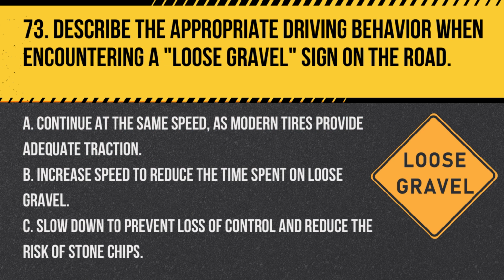Question 73. Describe the appropriate driving behavior when encountering a loose gravel sign on the road. A. Continue at the same speed, as modern tires provide adequate traction. B. Increase speed to reduce the time spent on loose gravel. C. Slow down to prevent loss of control and reduce the risk of stone chips.